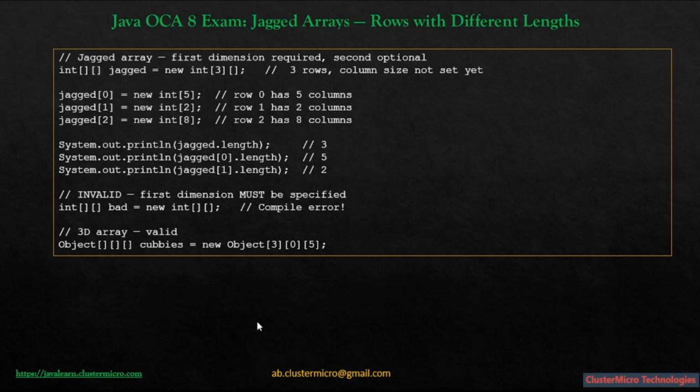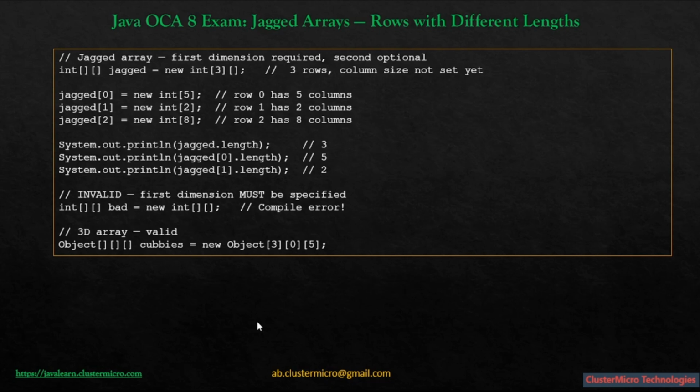In exam questions, it is important to remember that the first dimension must always be specified when using new. Writing new int[][] without any size will cause a compile-time error, because Java must know how many rows to allocate. However, new int[3][] is perfectly valid, since it defines the number of rows while leaving the column sizes flexible.